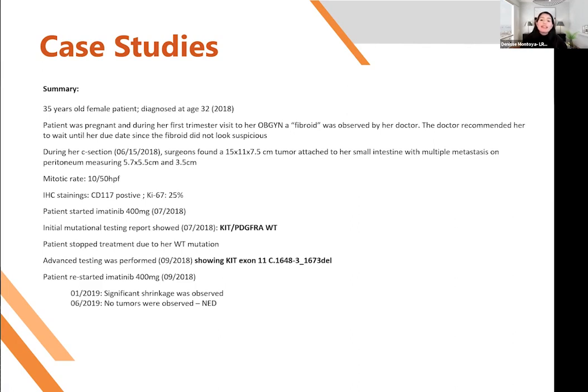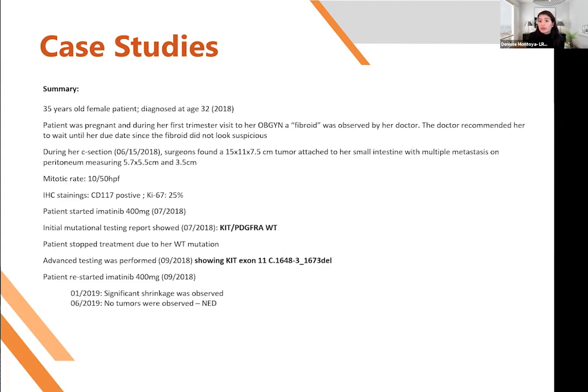And in fact, there was a GIST tumor on her ovaries. So, high mitotic rate, stainings, all portrayed to be GIST. The patient had mutational testing. And of course, while waiting for the results, she was placed on Imatinib, and she was responding. But then once the mutational testing came back, it said she was wild type. So then they stopped treatment, given that it wouldn't work.